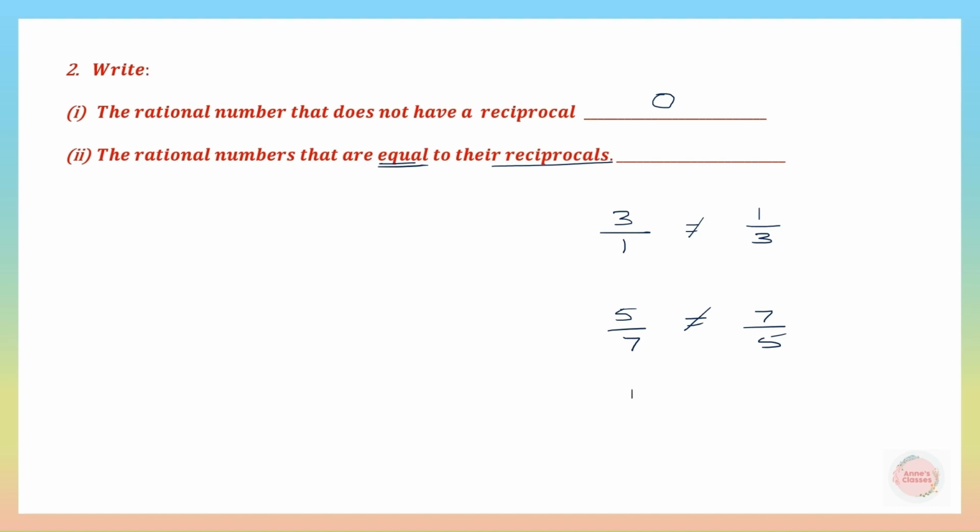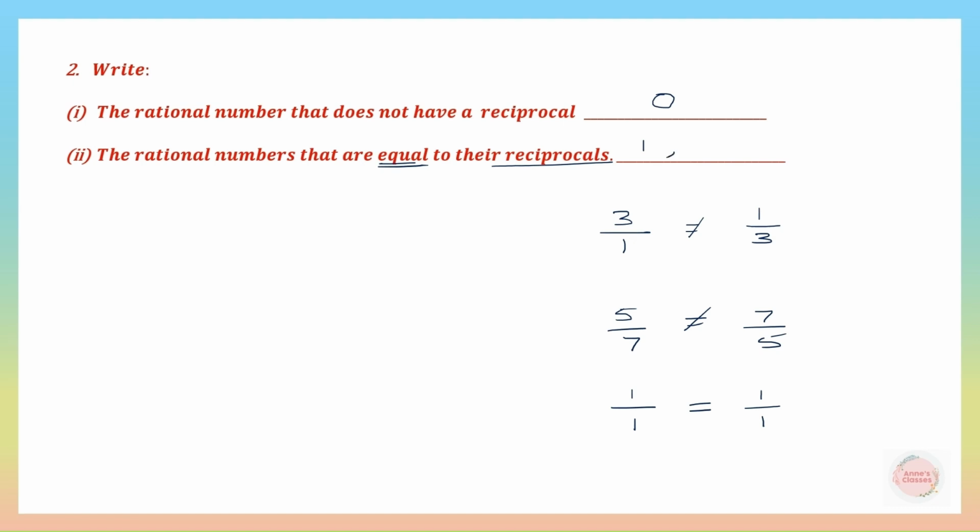Now what about the number 1? I can write 1 by 1. What is the reciprocal of 1 by 1? It's 1 by 1. So they are equal, isn't it? They're equal to each other. So the number 1 is equal to its reciprocal. So that is our first answer, 1.